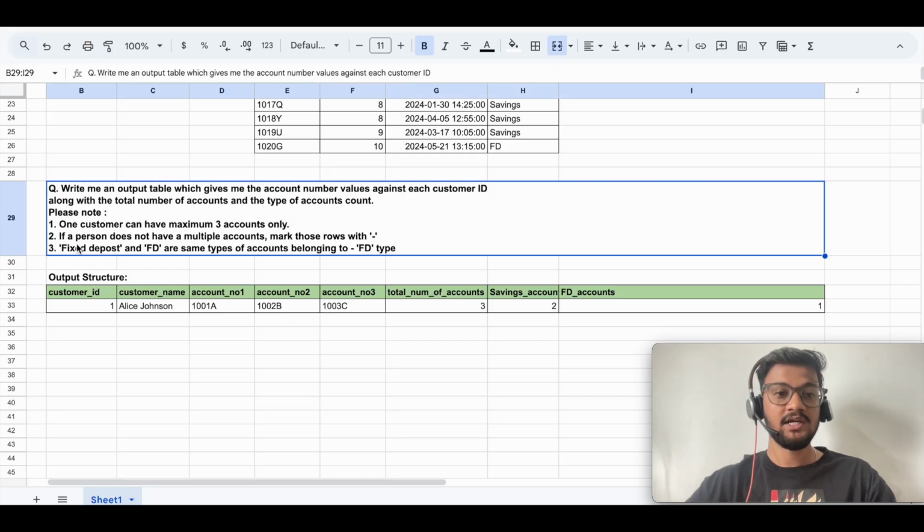And it was said, if a person does not have multiple accounts, mark those rows with a hyphen. We should not leave it null. It should be marked with a hyphen.